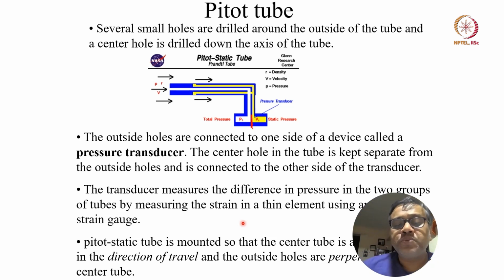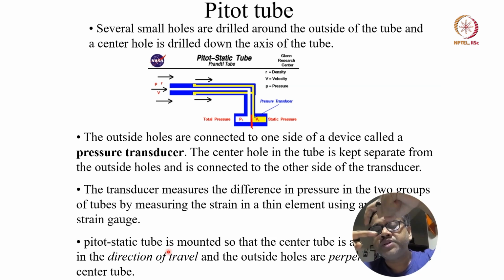The pitot static tube is mounted so that the central tube is always in the direction of travel. That means they are aligned head on. It takes the whole flow head on, and the outside tubes are perpendicular to the central tube. So like what you have over here. These are perpendicular, these are central.